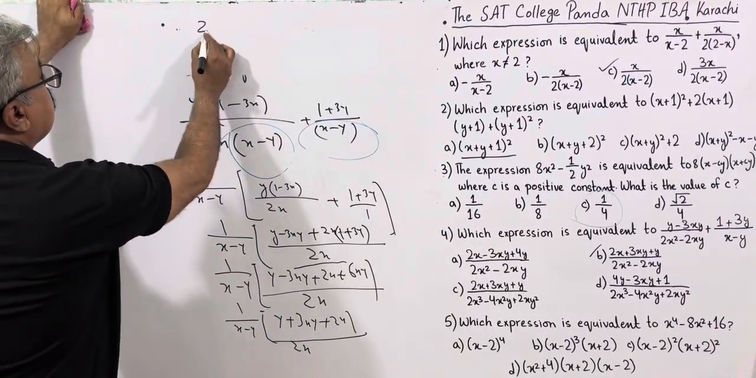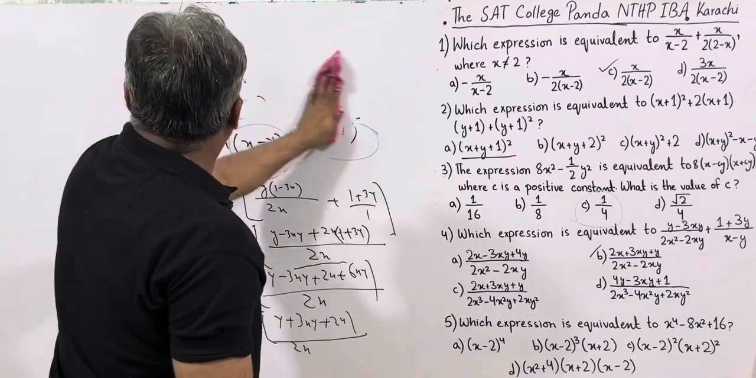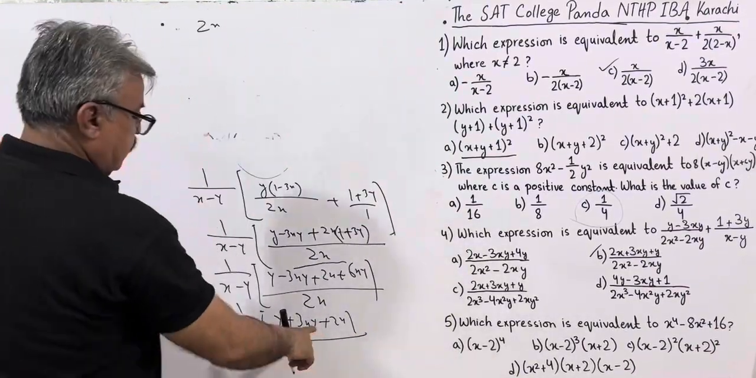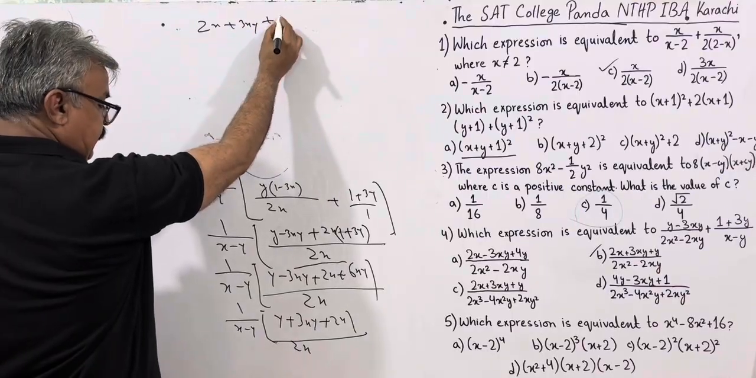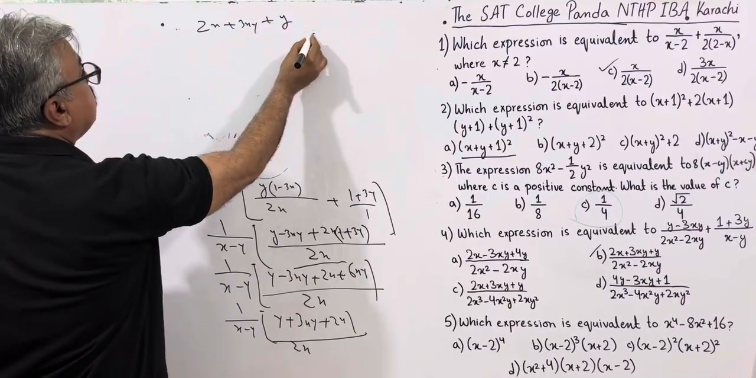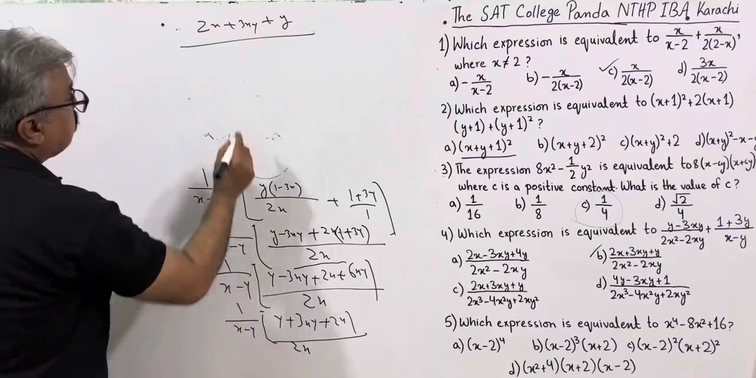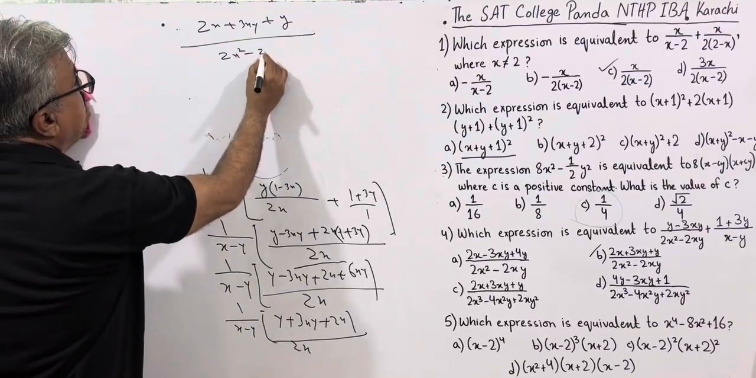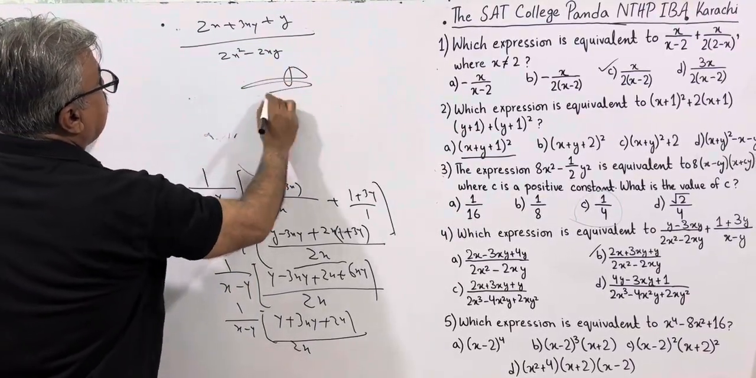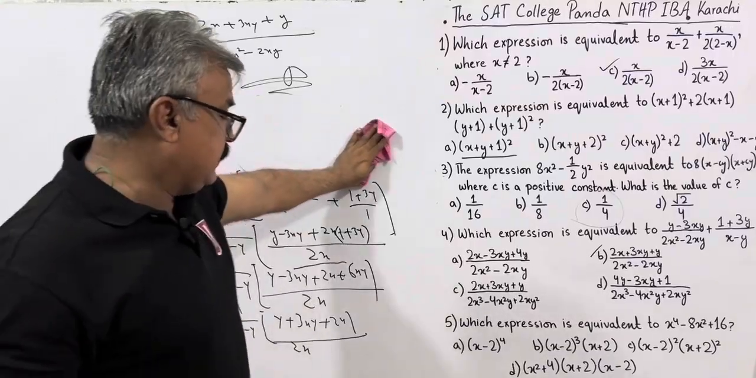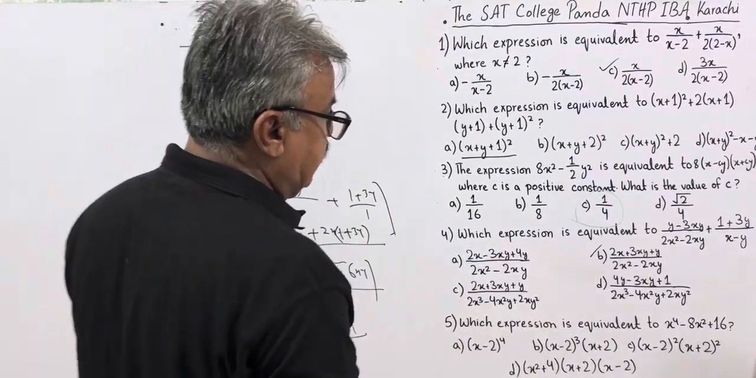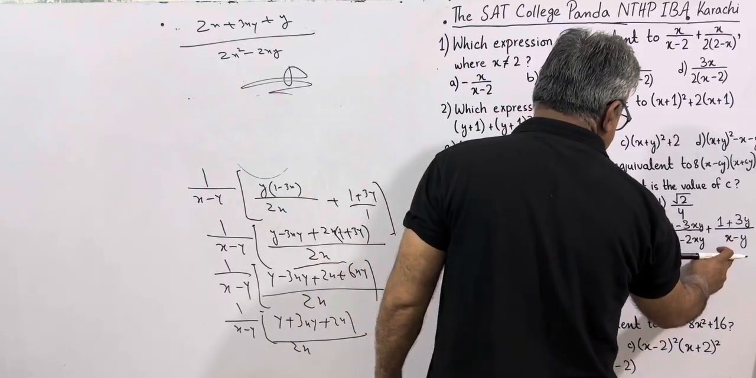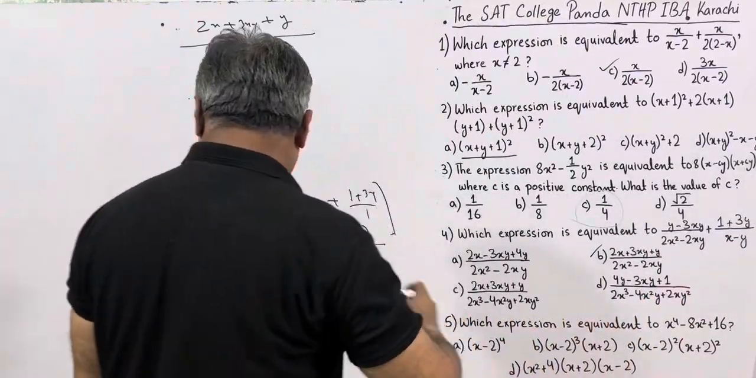I have, let me settle it down, 2x first plus 3xy, then only y, divided by 2x times this, 2x square minus 2xy. It's our answer in that. It is based on taking common. Taking common even from the denominator works wonderful for you.